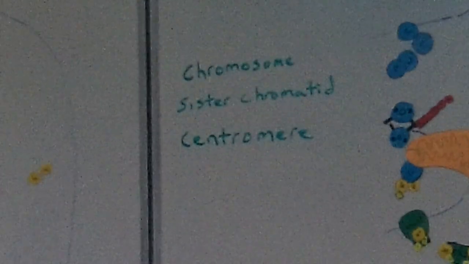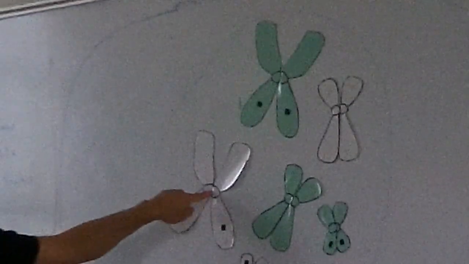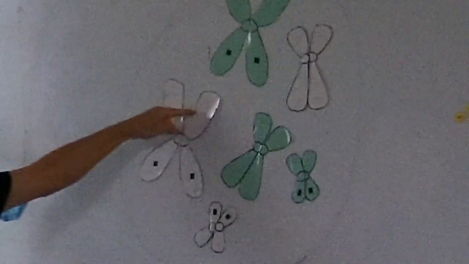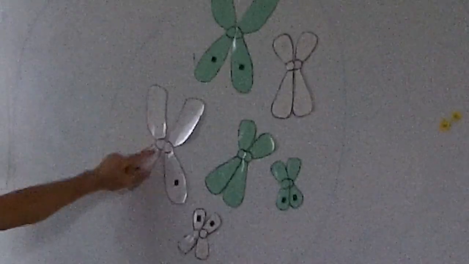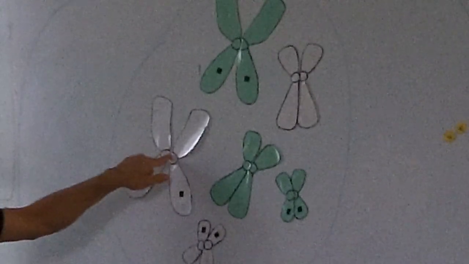So this is what happens during prophase. The chromosomes coil up. What's a centromere? The centromere is the middle, right here, where the two sister chromatids are attached to one another.